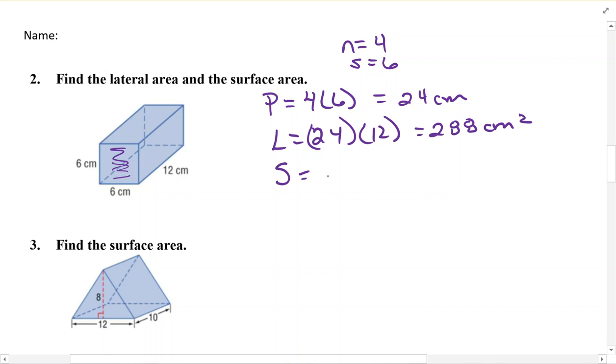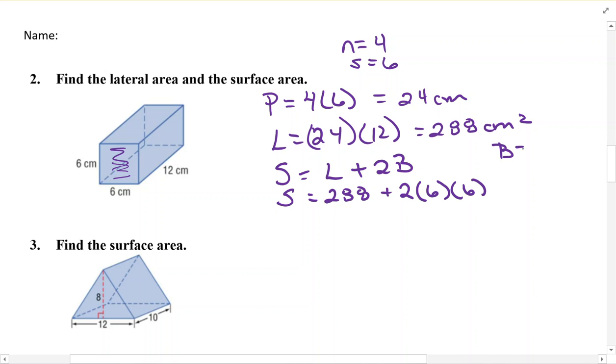The surface area is the lateral area plus 2 times the bases. So the surface area would be 288 plus 2 times 6 times 6, because here the base would be base times height. So the surface area is 360 centimeters squared.